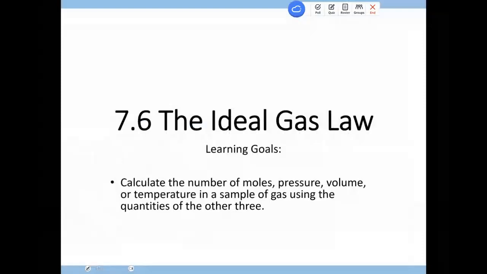We don't have a specific slide for this, so I'm just going to write the notes on this slide here, so you might do the same. So the ideal gas law, PV equals nRT.